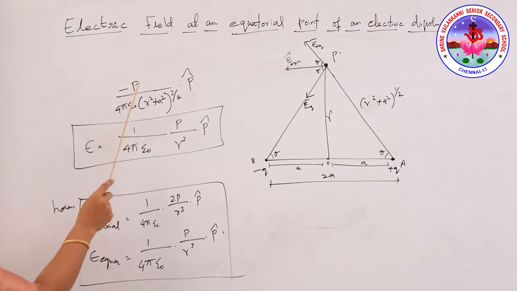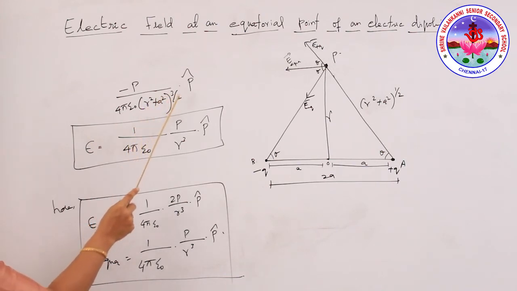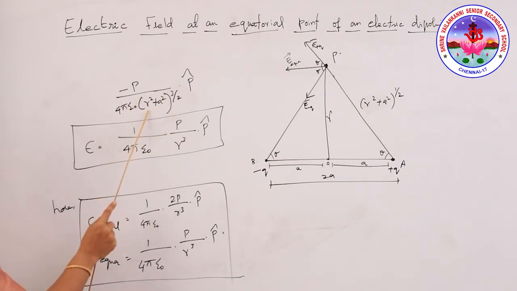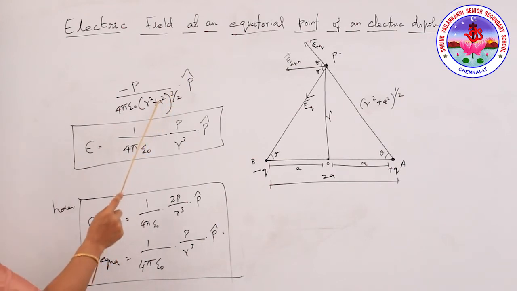So, we got minus P by 4 pi epsilon naught into (R square plus A square) to the power 3 by 2, into P cap. Finally, by expanding this as per the mathematical formula, R square plus A square to the power 3 by 2, we will get only R cube, as usual. So, we will get 1 by 4 pi epsilon naught, P by R cube only. We do not want to consider the A square term, because it is a negligible value; it involves much higher order terms.